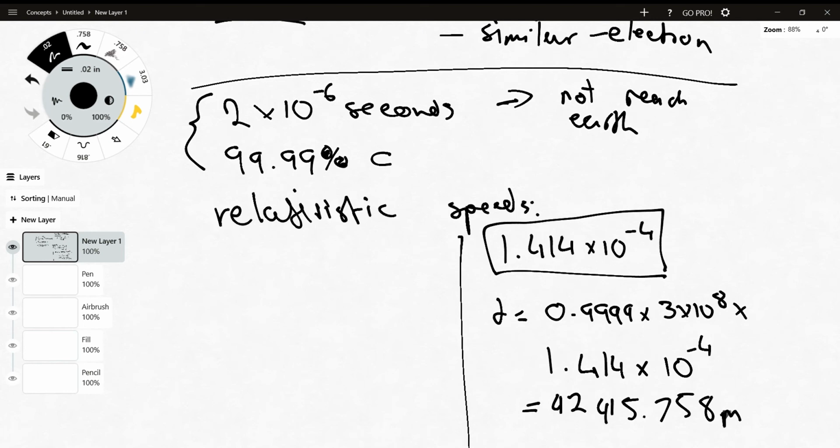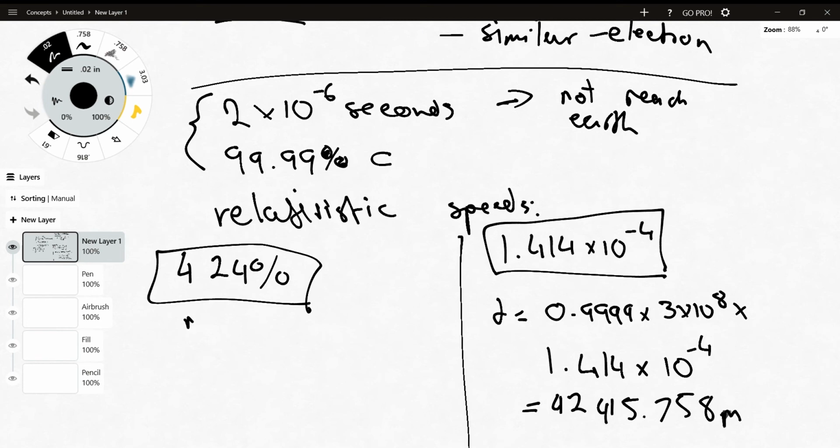Alright, and if we divide that by 10,000, it's 424% of how far we need to travel. So these muons will definitely reach the surface of the Earth.